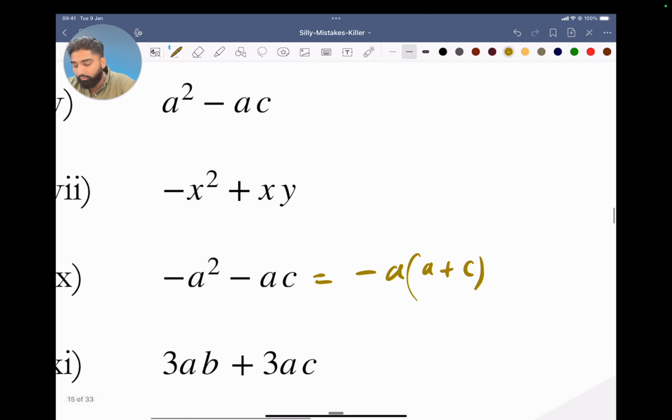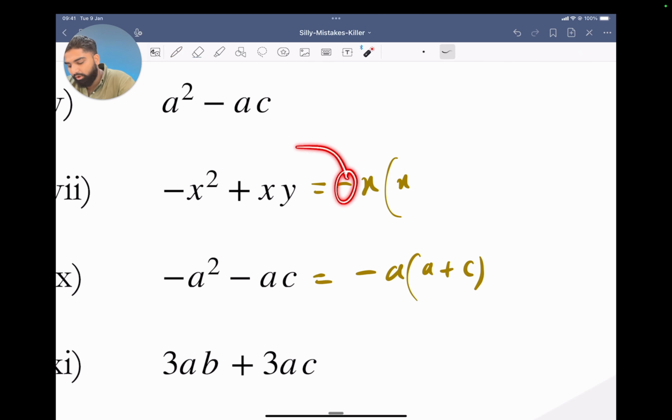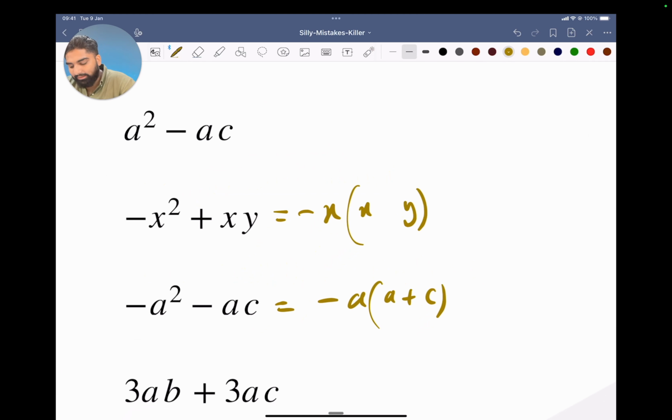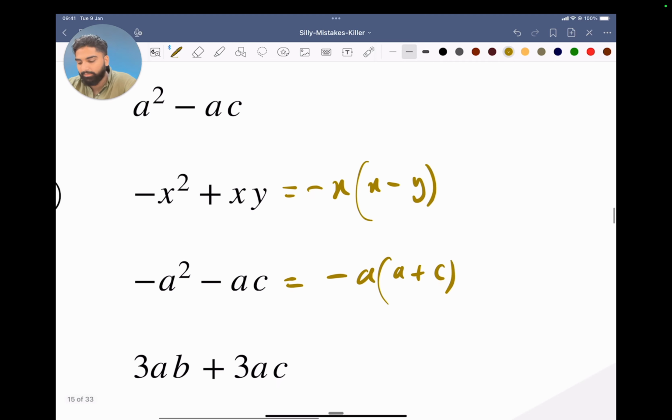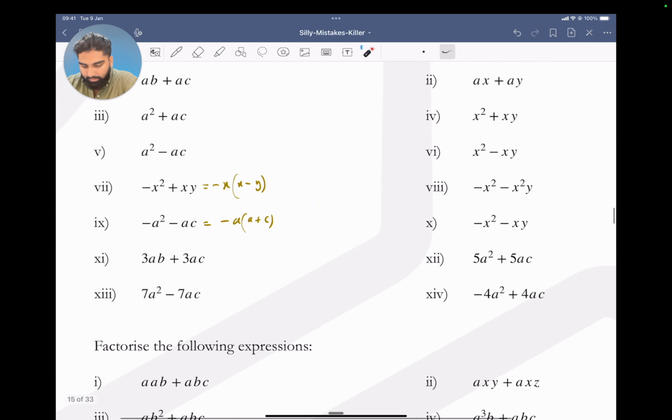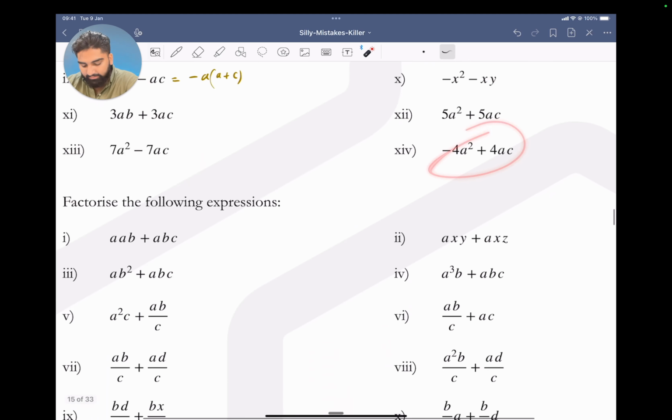And sometimes you might have to force factorize a negative out. I want to force factorize a negative x. What am I left with if I take a negative x out of a negative x squared? I'm left with just an x. And if I take a negative x out of a positive xy, well, the x is gone, there's a y left, but the x also becomes negative. That term, sorry, becomes negative, and we can actually double check this by just expanding it. What's minus x times x? Is that minus x squared? Yes. And what's minus x times minus y? That's positive xy. Cool beans? Not too shabby. And then you can practice this, right? Force factorize the negative there as well.